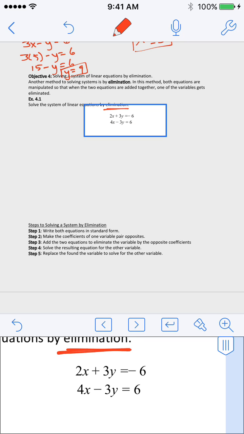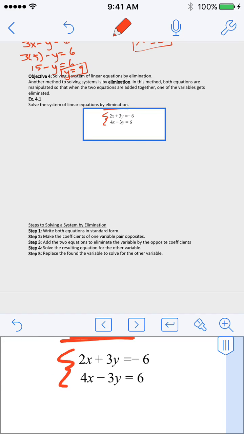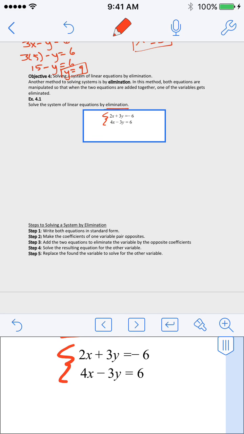So here, I have two equations, right? A nice system. And I'm noticing that I could solve for one of them, but I'm going to be getting into some fractions again, and it doesn't look like it's going to be very helpful. So instead, I'm going to take a look at these y's right here. Plus 3y, minus 3y. If I add those together, what's going to happen?